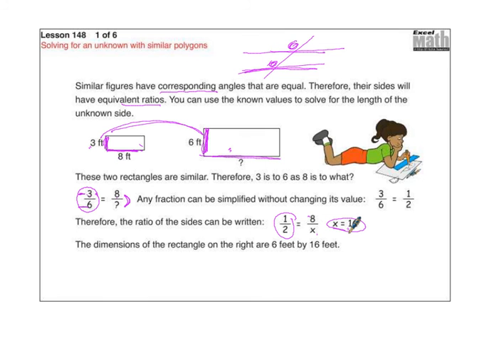Another way you could have set this one up is by doing 3 with the 8 is equal to 6 with the what? You guys see that? Because the 3 goes with the 6. See, those kind of go together, and then the 8 goes with this. And when you set it up like that, it's actually easier. 3 times 2 is 6. 8 times 2 is 16. A little shorter trip to get to the answer than having to simplify your fractions first.